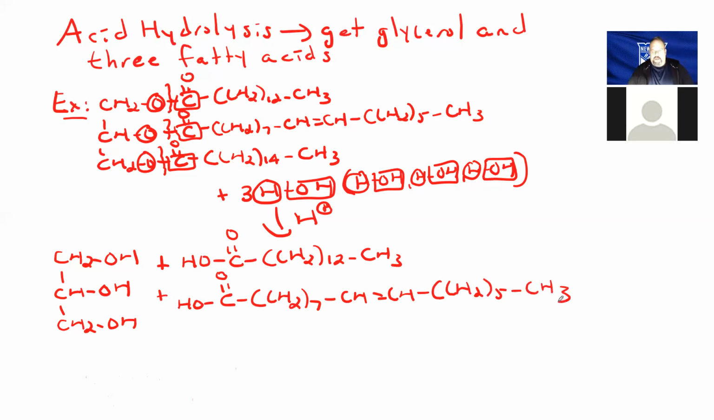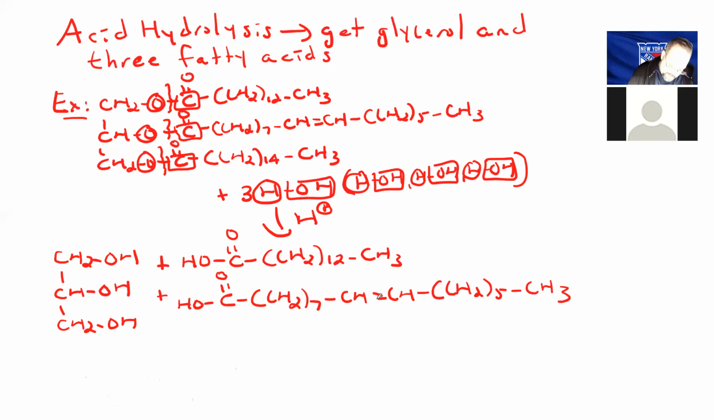One thing to notice here is that I didn't break the double bond between the carbons. In acid hydrolysis, it's the ester bonds that are broken, not the carbon-to-carbon double bonds. So the carbon-to-carbon double bond, whether you had one or more of them, is going to remain exactly intact.